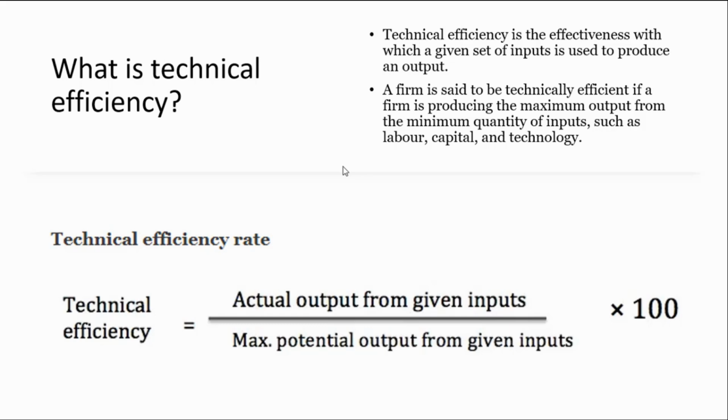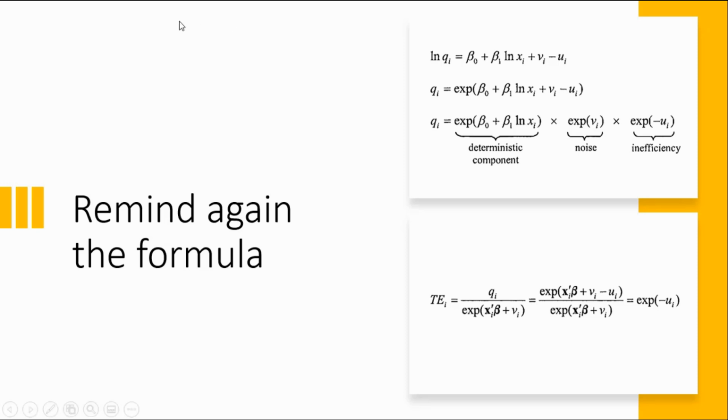I would like to remind you again about technical efficiency. Technical efficiency means actual output from given input divided by maximum potential output from given input, or the frontier. And to remind you again about the formula, this is the formula for technical efficiency using the Cobb-Douglas. This one is the deterministic component, this one the noise, and this one the inefficiency term.